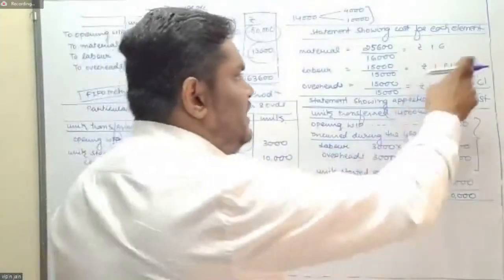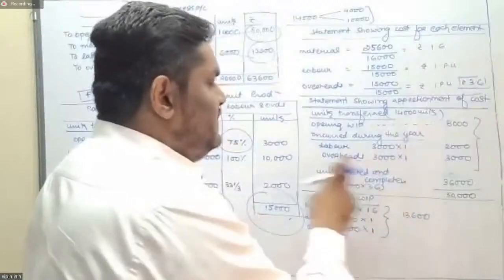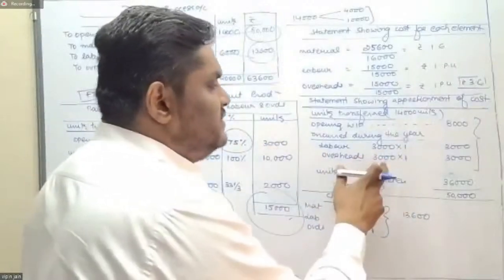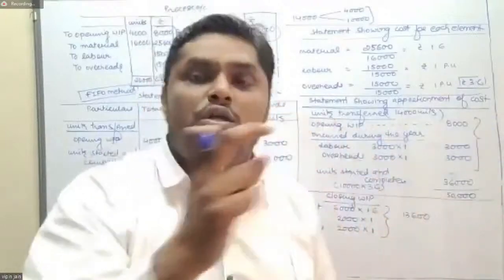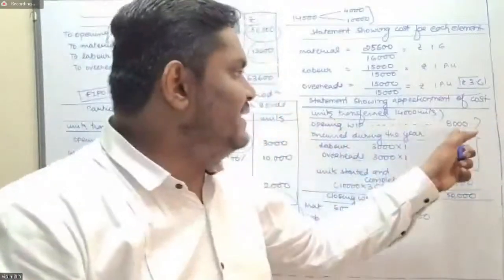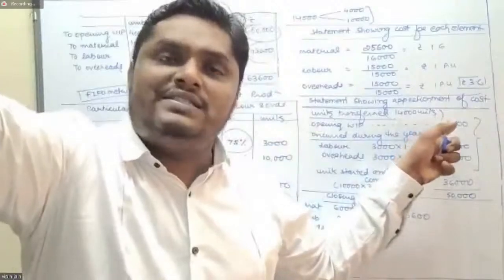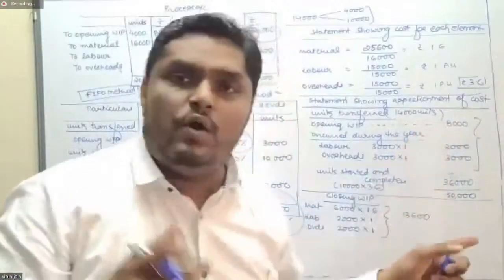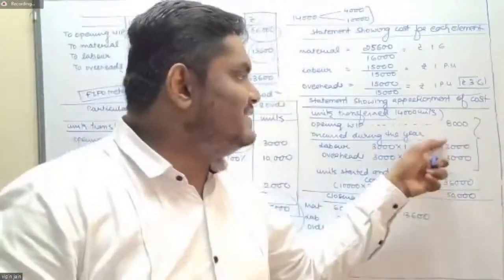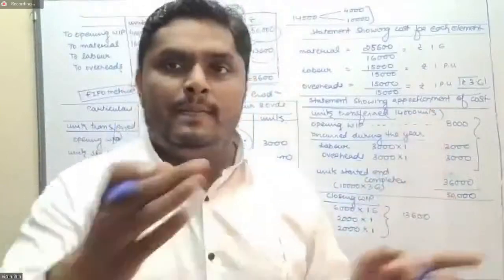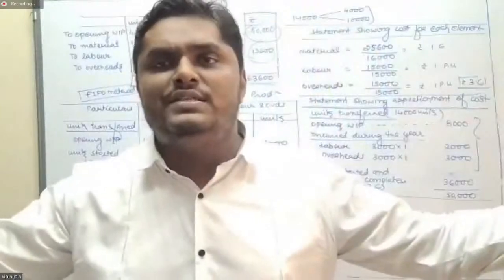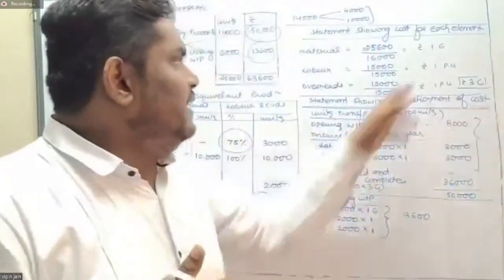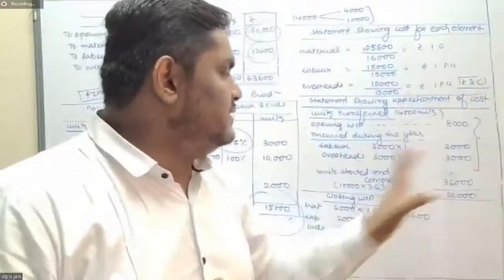So 75%, the equivalent number of units is 3,000. So 3,000 into labor cost 1. And similarly, overhead's equivalent number of units is 3,000. So 3,000 into 1. So this is how we got the total cost of opening work in progress, that is 8,000, the cost incurred last year, and the further processing cost on these 4,000 units, that is 6,000. So total 14,000. Now remaining 10,000 units were fully processed during this year. That's why 10,000 into the total cost, that is 3.6.